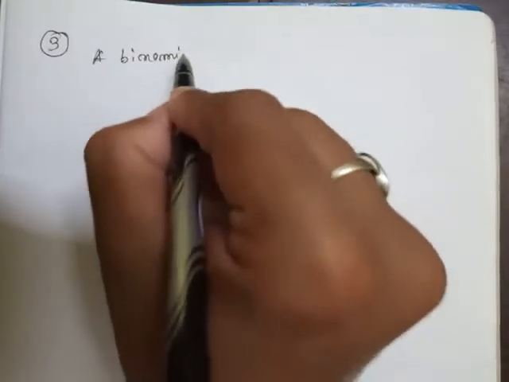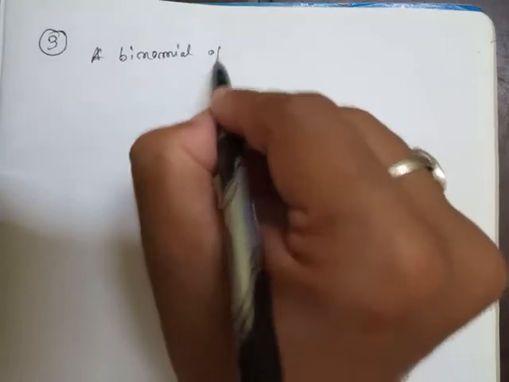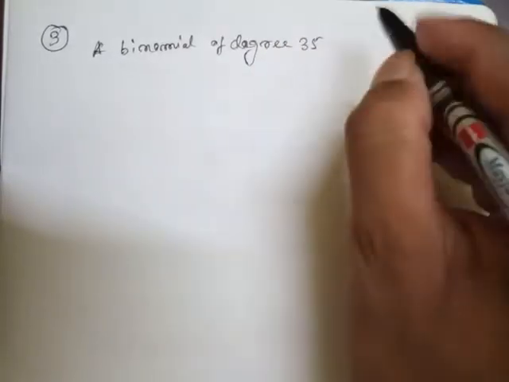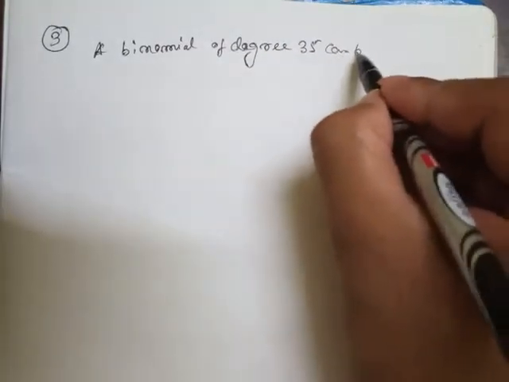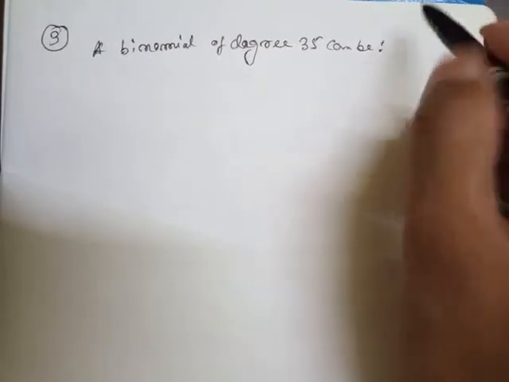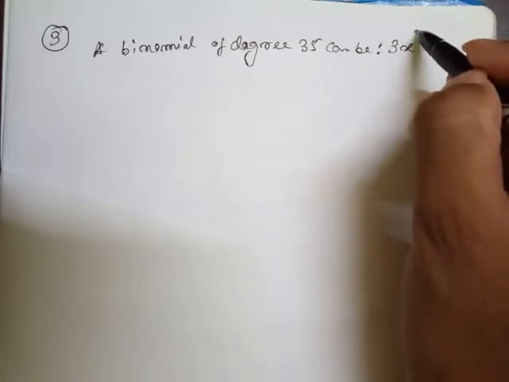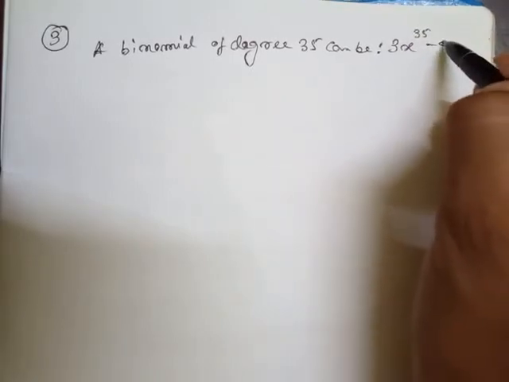Answer 3. First one, binomial with the degree 35. So we can write here a binomial of degree 35 can be, I am writing one answer here. There are many values you can write. I am writing here 3x to the power 35 minus 4. I have just written one.